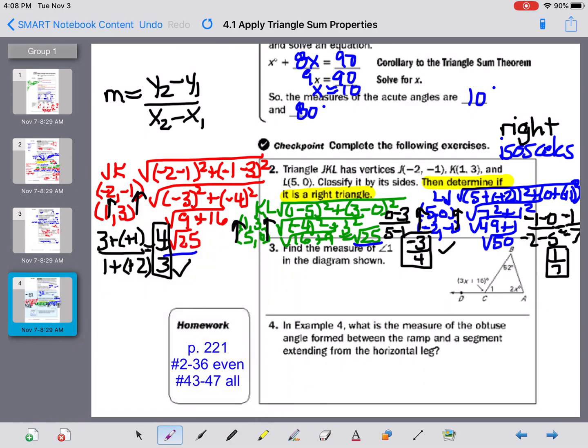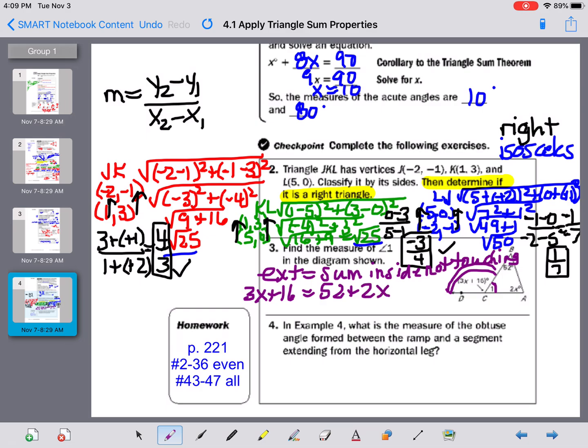All right, find the measure of angle 1 in the diagram shown. Well, angle 1 is inside here, but what I do have information on is an exterior. And don't forget, an exterior equals the sum of the 2 inside angles that it doesn't touch. That's what you have to remember here. So 3x plus 16, that's the outside one, equals the 2 inside it doesn't touch, 52 plus 2x. Subtract 2x on both sides, I get x plus 16 equals 52.